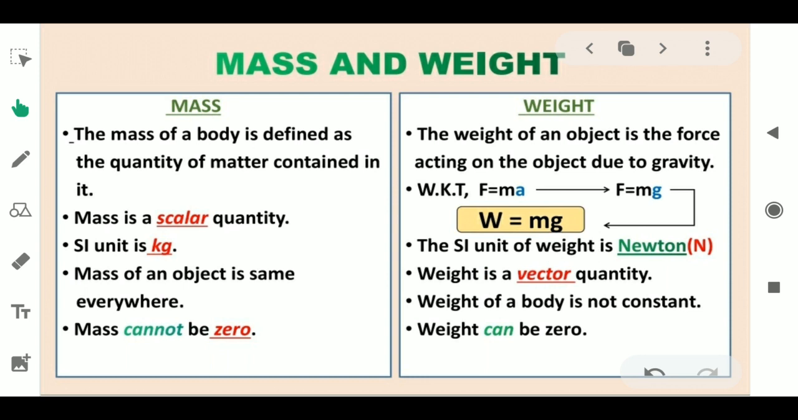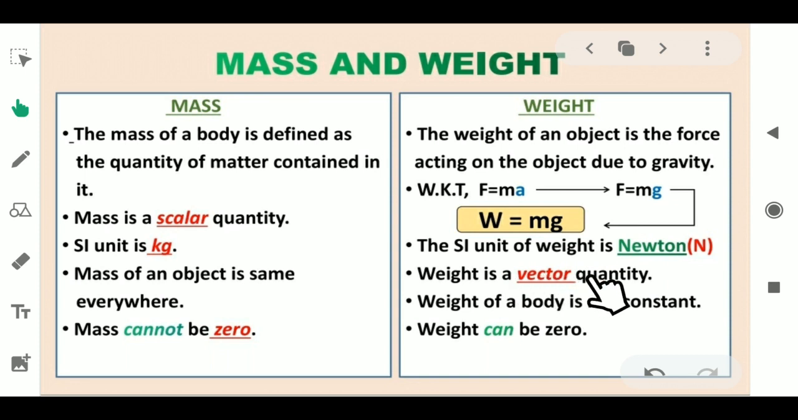And here the SI unit of weight is also Newton. Actually, the SI unit of force is Newton, and it can be represented by the capital letter N, and the same unit can be taken in the case of weight, because here weight is equal to the force acting on the object due to gravity. Therefore, the SI unit of weight is Newton.